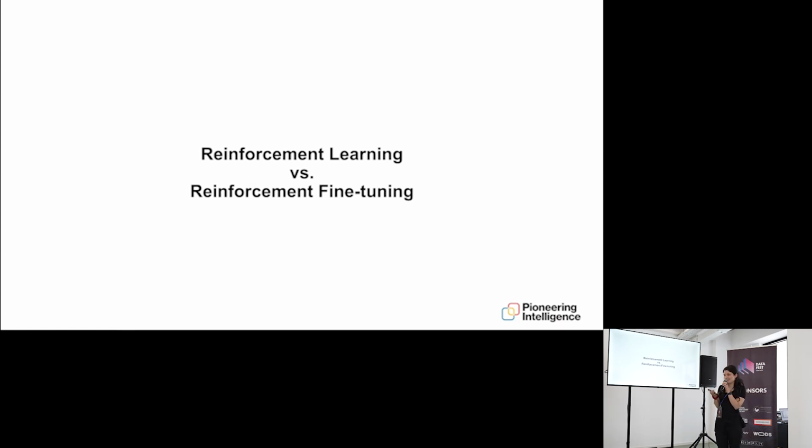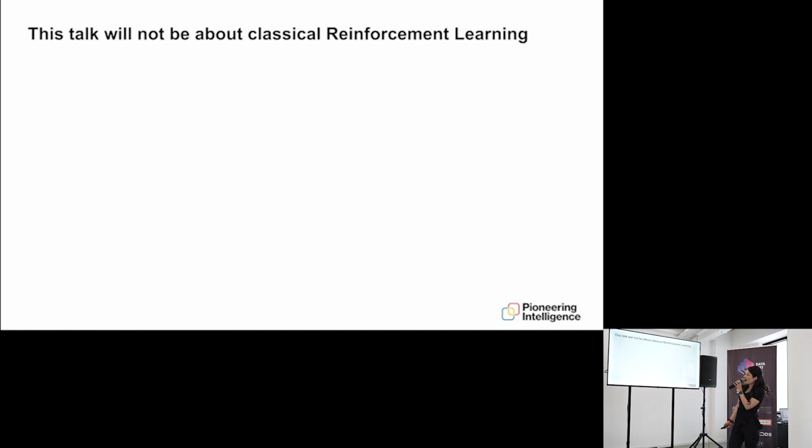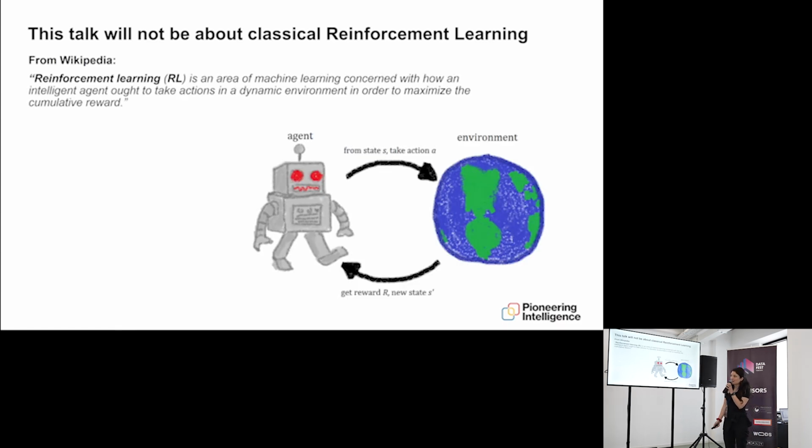So before I dive into methods, I just want to briefly give a little bit of an introduction of reinforcement learning versus reinforcement fine-tuning. So this talk will not be about classical reinforcement learning. If you look up online what the definition is of RL, on Wikipedia you find that RL is an area of machine learning concerned with how an intelligent agent ought to take actions in a dynamic environment in order to maximize the cumulative reward. And this is also usually how people think about RL.